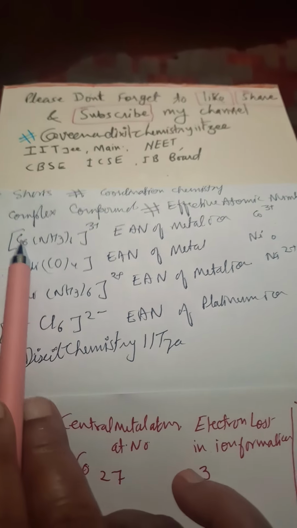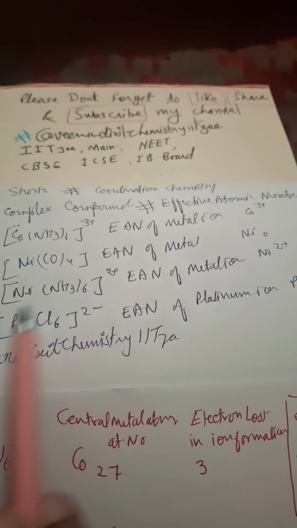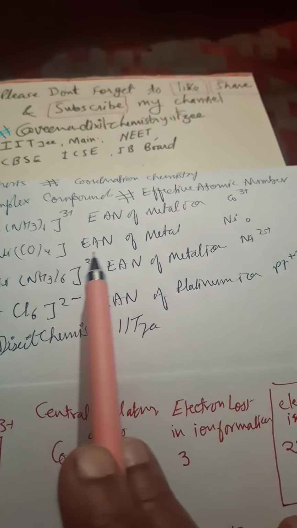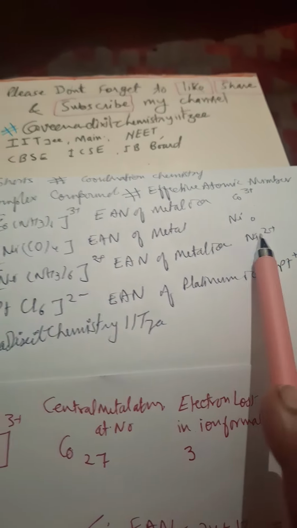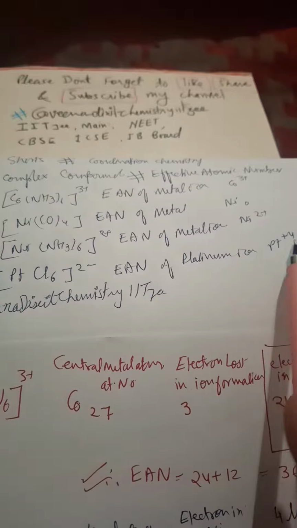Here only metal, here metal ion, here metal ion, here also metal ion, because here it is NiNS36. 2 positive means 2 electrons. After loss of 2 electrons, Ni2 positive will be there. So nickel is in the 2 positive state, and platinum here is in the 4 positive state. After the loss of 4 electrons, it will have the 4 oxidation state.